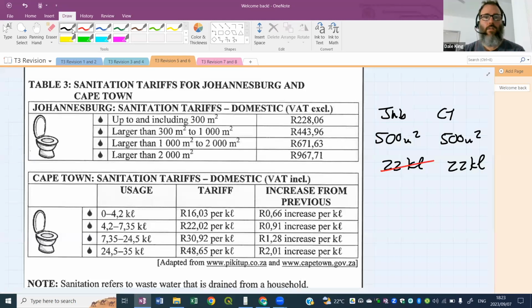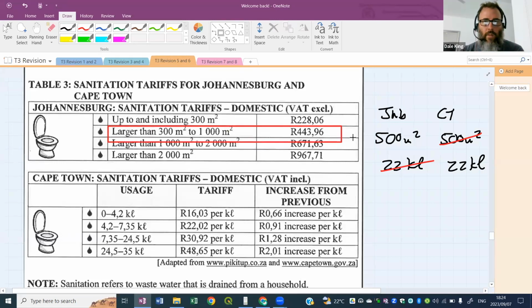No, you're just doing the calculations for Cape Town. Yeah. So the 22 kiloliters is for Cape Town. The 500 meters squared is for Joburg. So I'm going to cross out here. We don't worry about area in Cape Town, just the kiloliters. In Joburg, we worry about area. So let's do the Joburg one first. Which bracket am I going to work in if I'm using 500 meters squared? The second one.